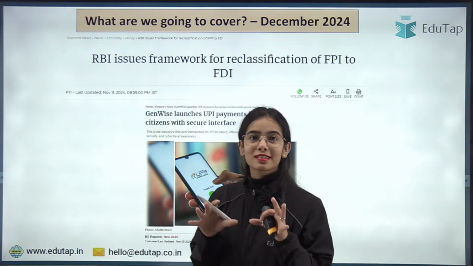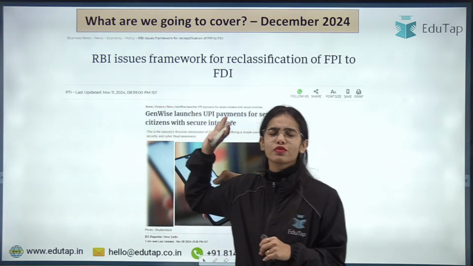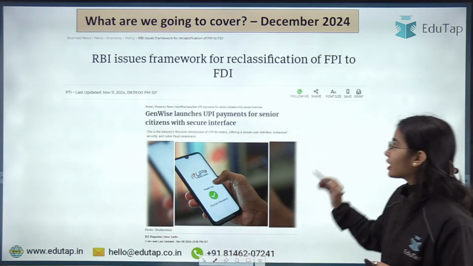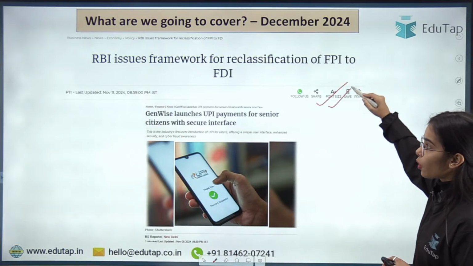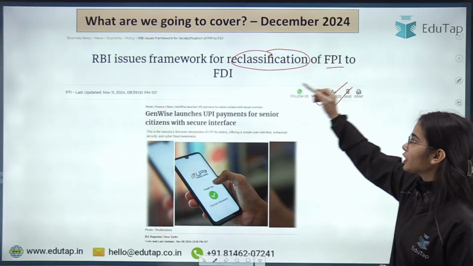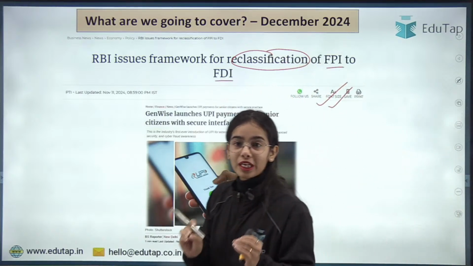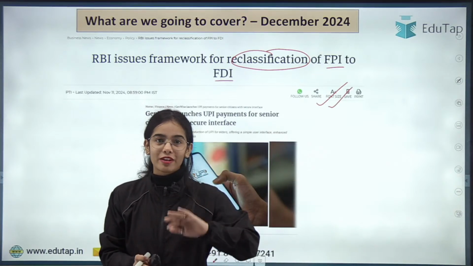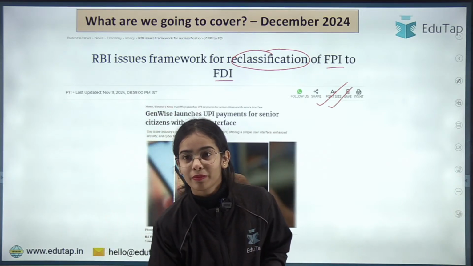So in the Finance 360-degree session, we are going to discuss two very important finance current affairs. The first one is regarding the RBI issued the operational framework for the reclassification of FPI to FDI. So there is the operational framework that has been released for the reclassification of FPI to FDI.